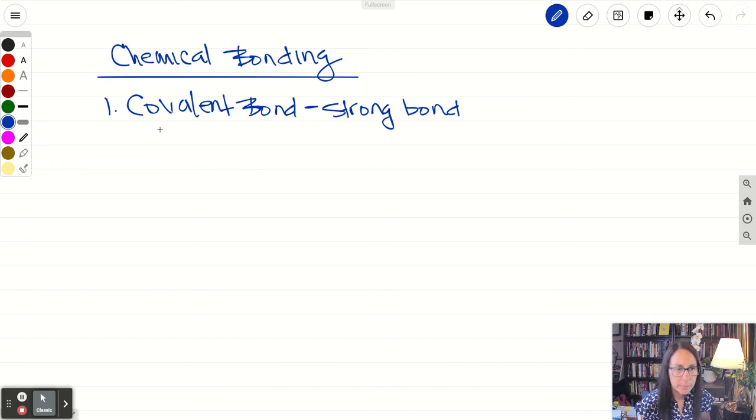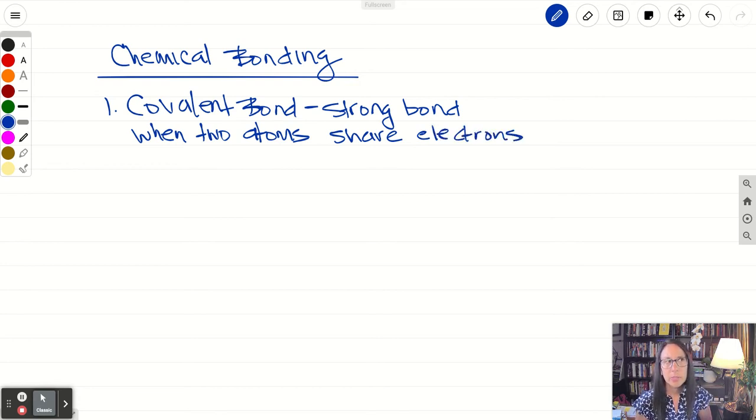I'm going to write that down. This is when two atoms share electrons. Let me explain with an example. I'm going to use water as an example. As you know from kindergarten, water is made of H2O. This is going to be my example. Let me change colors here. I think I'm going to go with brown. Water is H2O. What this means is that we have two hydrogens and one oxygen.